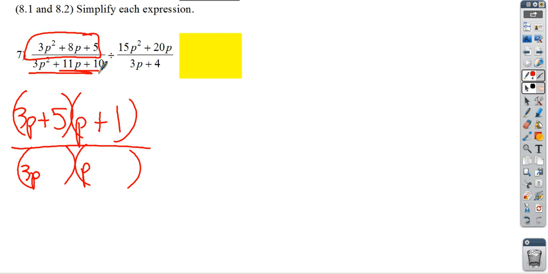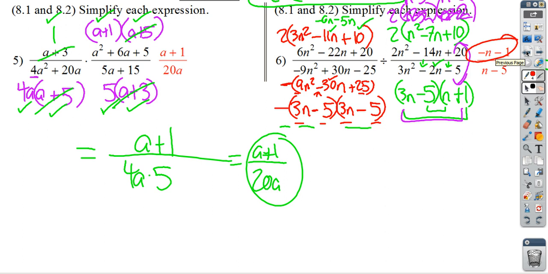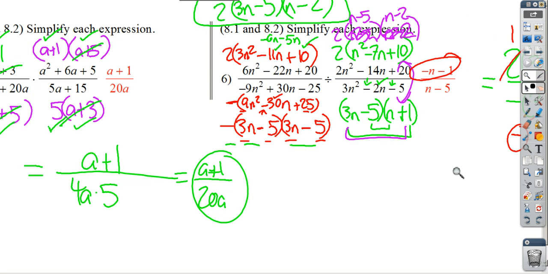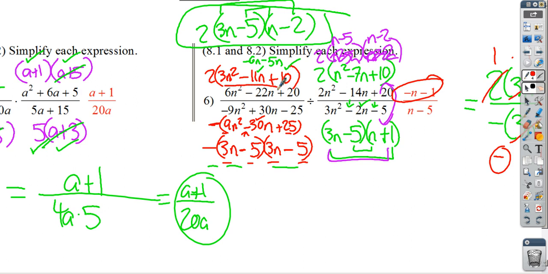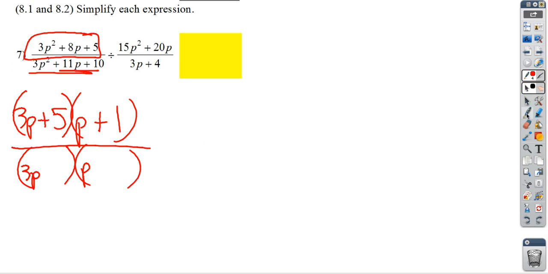Okay, this lower one is actually the same problem we did on the other page, except it was a minus 11p. So let's just recall where that was. Oh, it was right here. Yeah, this middle term, it's the exact same. So we know it's 3n minus 5, n minus 2 when it was negative 11. So now it's just going to be positive 11. So plus 5 and plus 2. And that's sometimes nice when you can reuse what you already had before.